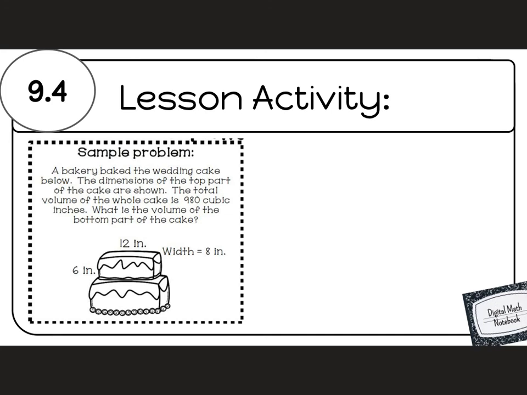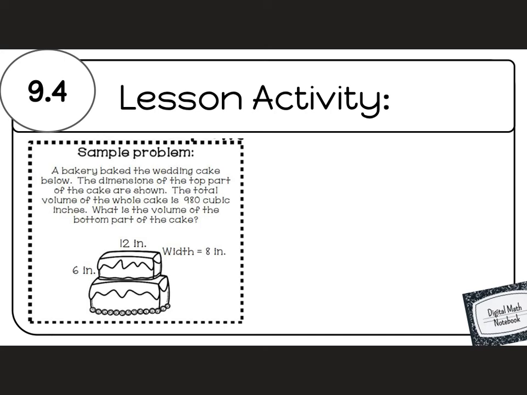All right, 5th graders, time for the lesson activity. It says, a bakery baked a wedding cake below. The dimensions of the top part of the cake are shown. The total volume of the cake is 980. What is the volume of the bottom part of the cake?